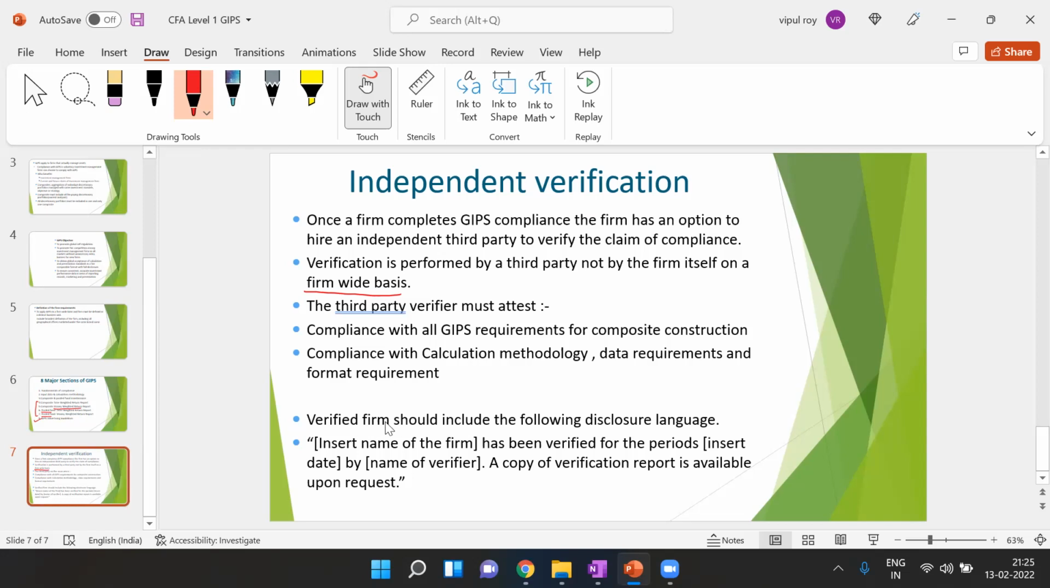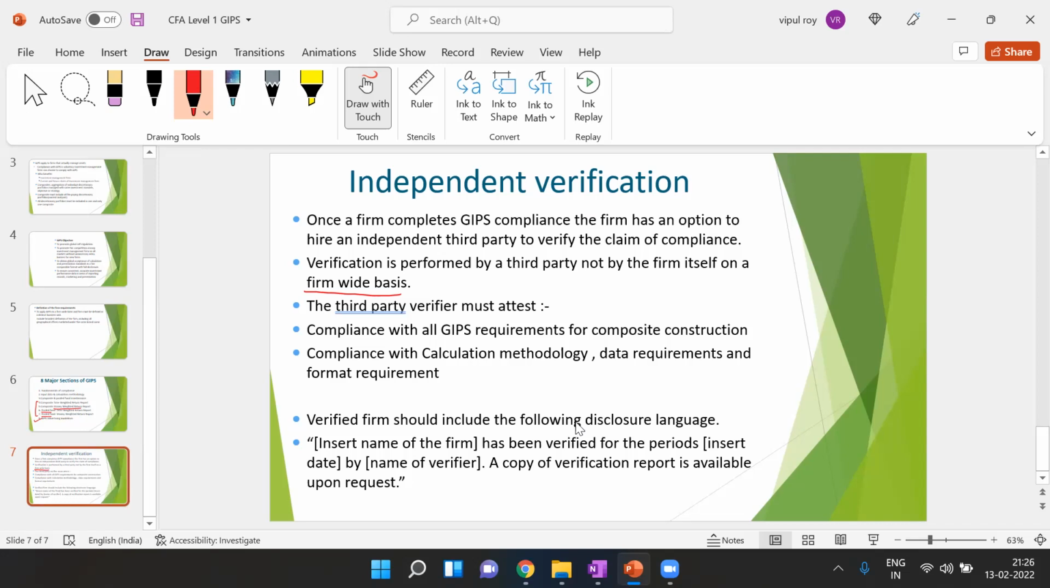Lastly, verified firm. If as a firm you have claimed compliance with GIPS, a verified firm should include the following disclosure language. Let's say ICICI Prudential Mutual Fund has claimed compliance with GIPS. How are they going to write it? ICICI Prudential Mutual Fund has been verified for the period, let's say 1st of January 2021 to 31st December 2021. They'll have to mention the dates in the period. Here the name of the verifier, any third party verifying this claim of compliance, will come. And lastly, they have to write this line: a copy of the verification report is available upon request.